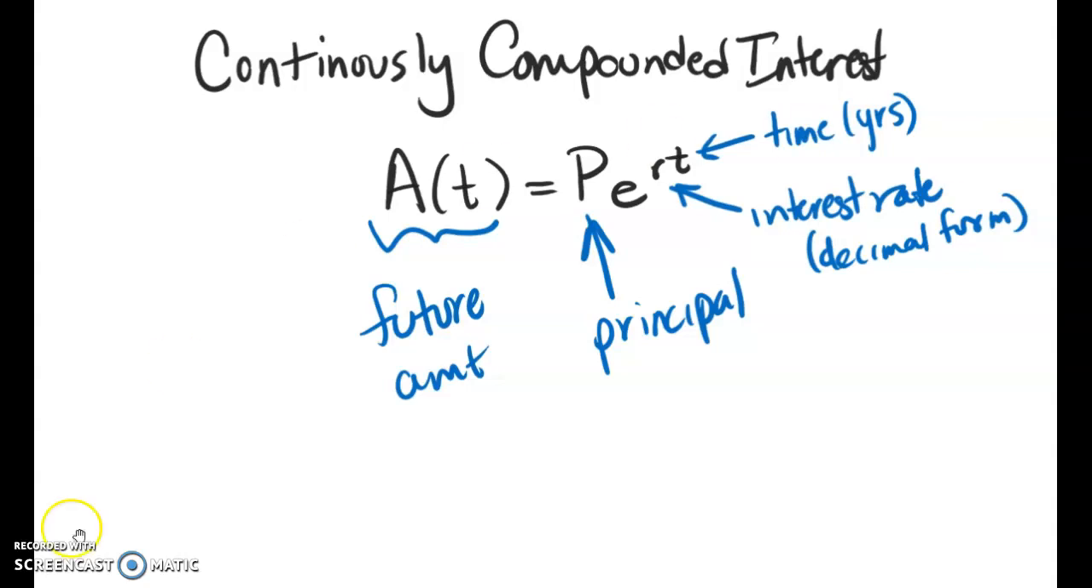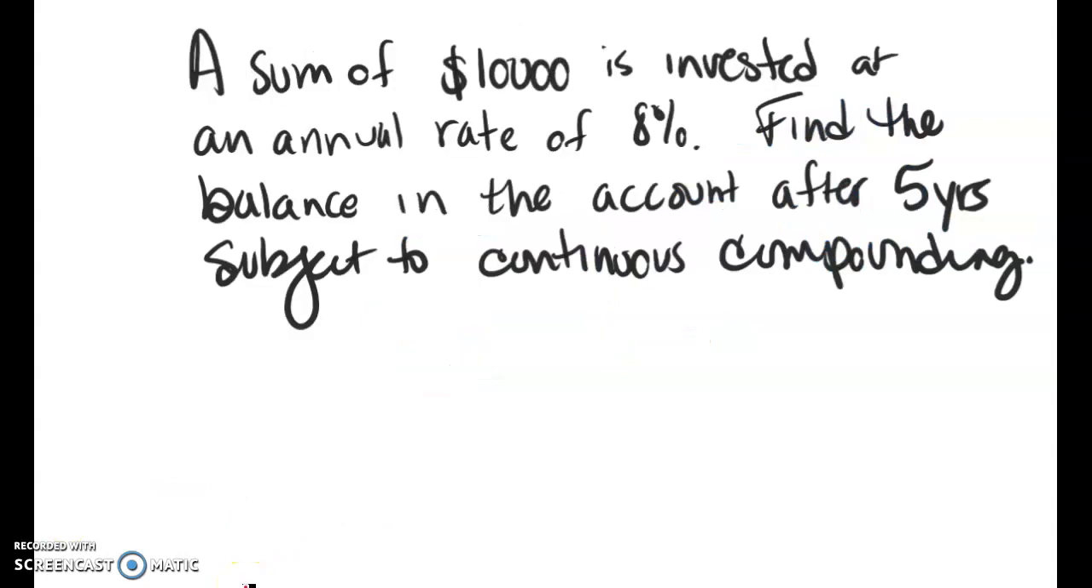So let's take a look at an example. So here's our example we're going to look at. A sum of 10,000 is invested at an annual rate of 8%. Find the balance in the account after 5 years subject to continuous compounding. So this is very similar to the problem in the previous video that I did on compound interest. What's the difference here?